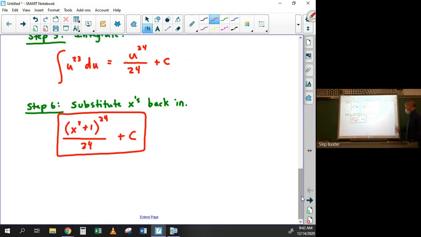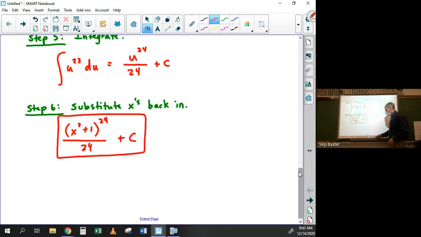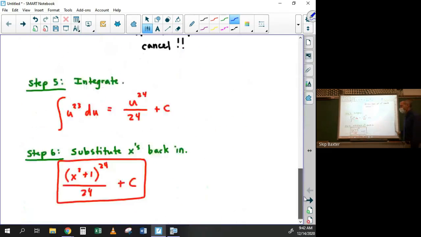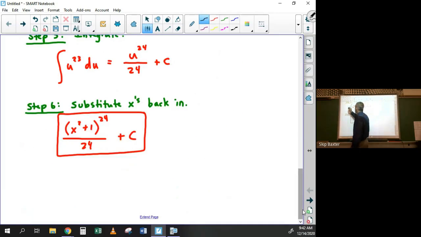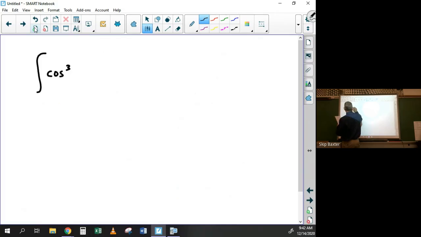Okay? Let's try another one that maybe isn't so obvious, and we'll do all the steps. And you'll see it's not as long of a process as it looks like when I write all the steps out like this. It's not that bad. Okay, so let's try another one. How about this one? What if I had the integral of cosine cubed x sine x?